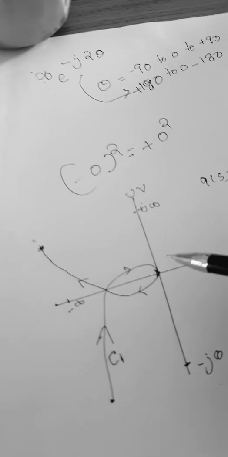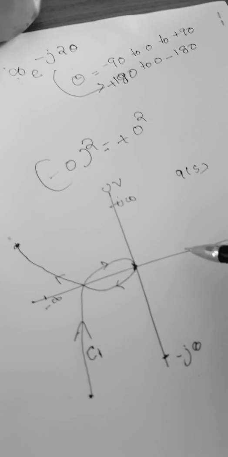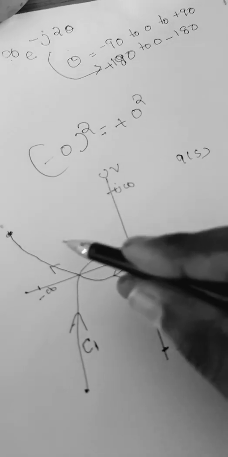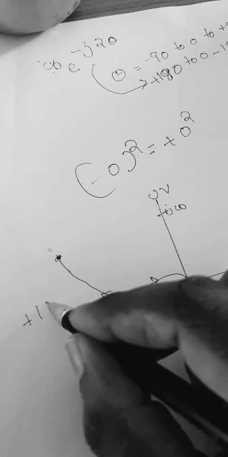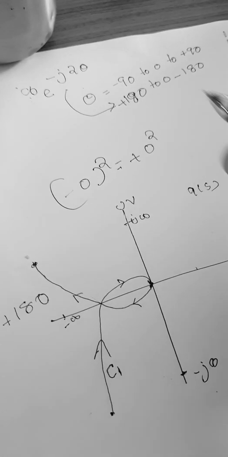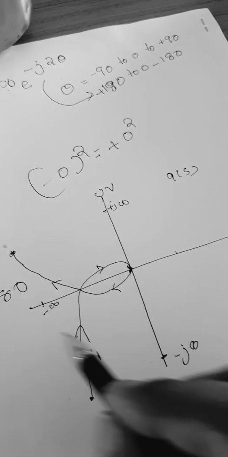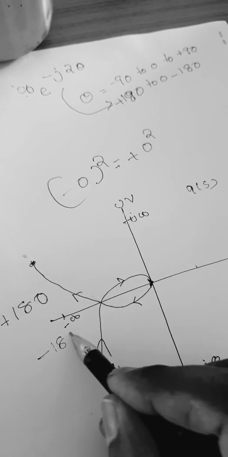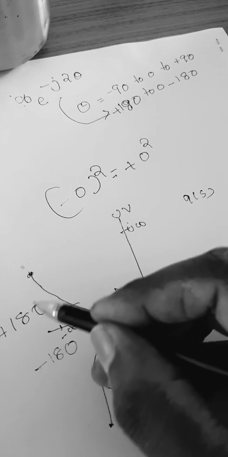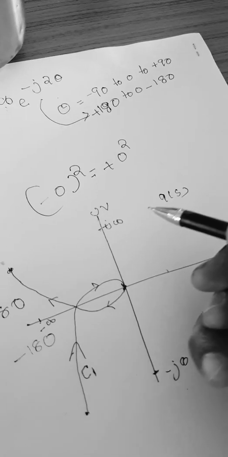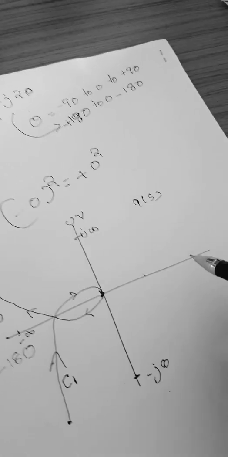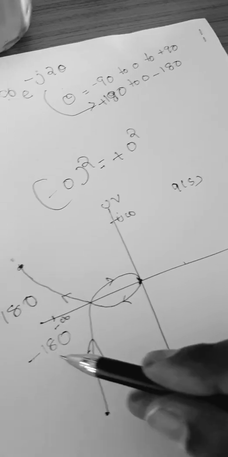Nyquist plot we already did like this. So what is plus 180 degree? Plus 180 degree means this. Am I right? This is plus 180 degree. And what is minus 180 degree? This is minus 180 degree. So it will start from plus 180 degree to 0 to minus 180 degree.